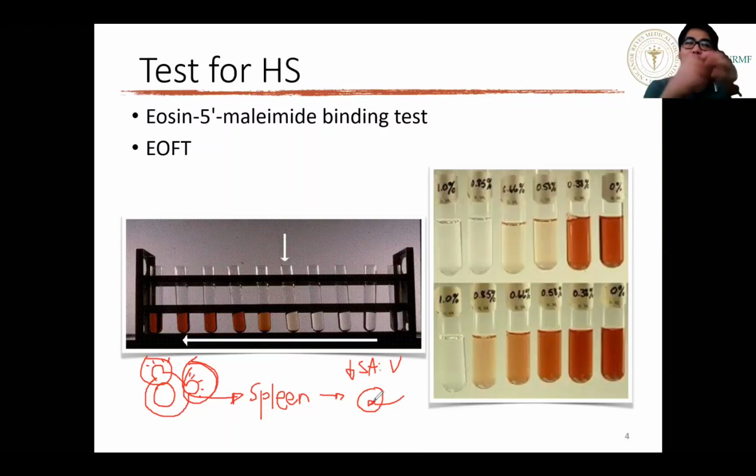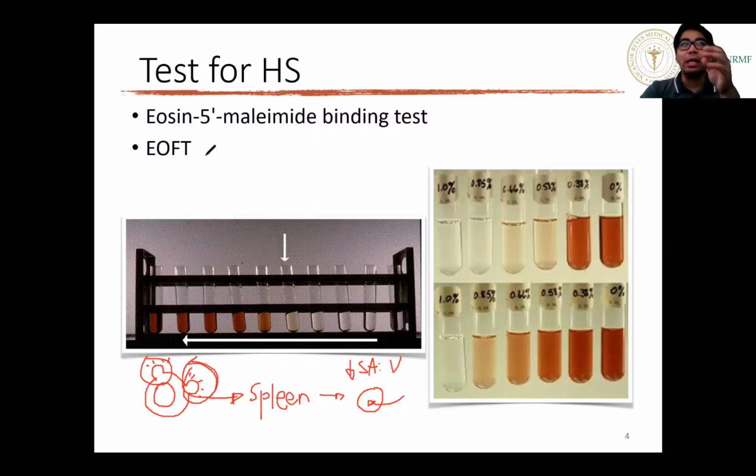So yan ang principle ng tinatawag natin EOFT studies or erythrocyte osmotic fragility test. So we are trying to determine if the membrane of the red cell is fragile or not. So expected in a spherocytic RBC, the membrane is so fragile that if you subject it to a hypotonic solution, it will easily burst. So what is the principle of the EOFT?